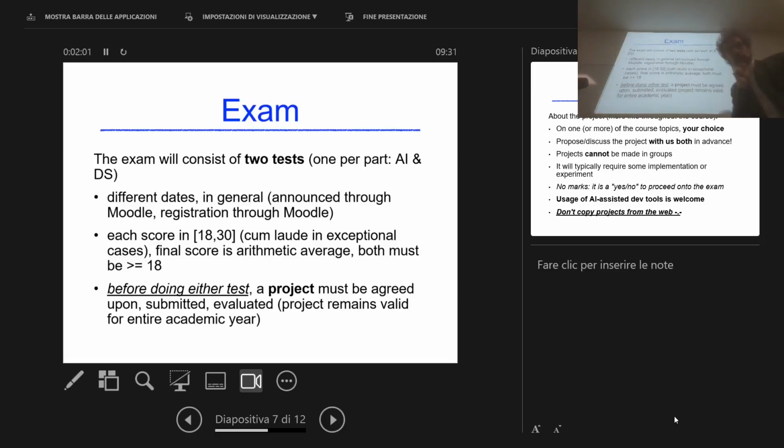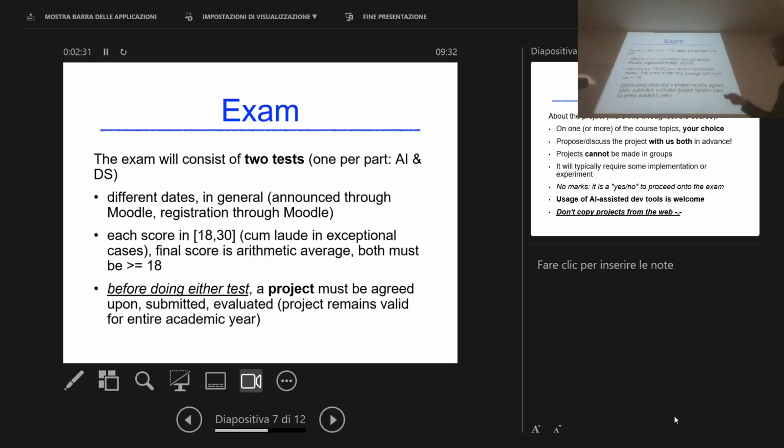So, 2 tests, 1 for the AI part, that I don't know anything about, so ask Professor Monica for that. So in general, different dates. We will announce the dates and also handle the registration through Moodle, not through the S3 platform, as you probably are used to. This is more convenient for us. So you will do everything through Moodle, and then we will register your grades on S3.